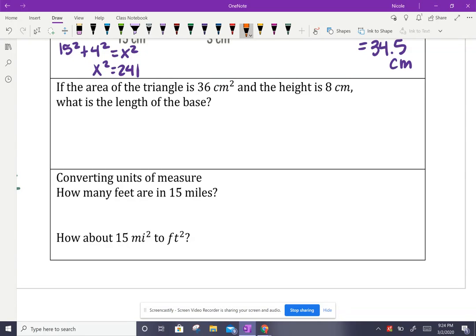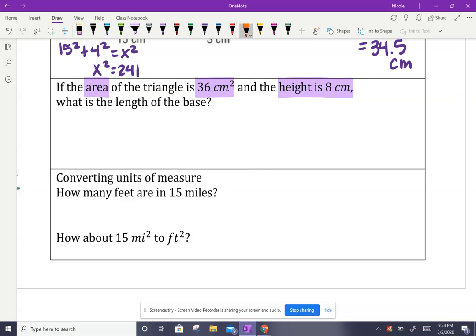All right, the next part is a word problem. This says the area of a triangle. So I highly suggest making note of things. The area is 36 centimeters squared, and I have the height as 8 centimeters.